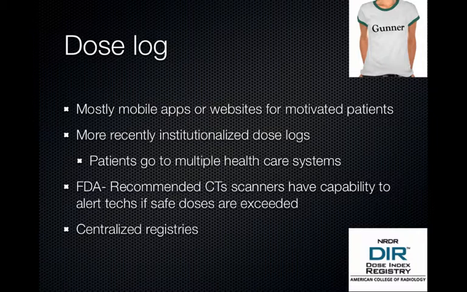The FDA has recommended that CT scanners have the capability to alert technologists if safe doses are exceeded. You might think it is too late for the CT scanner to warn the technologist about the radiation dose level. However, the scanner can actually predict the dose prior to the actual performance of the scan. So if the technologist is alerted, they can adjust the parameters prior to the scan and actually perform the scan of the patient at a safe dose.